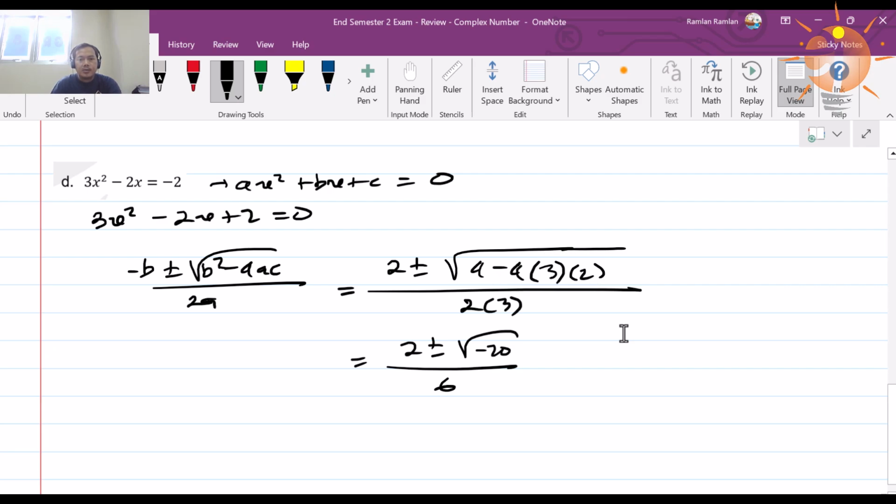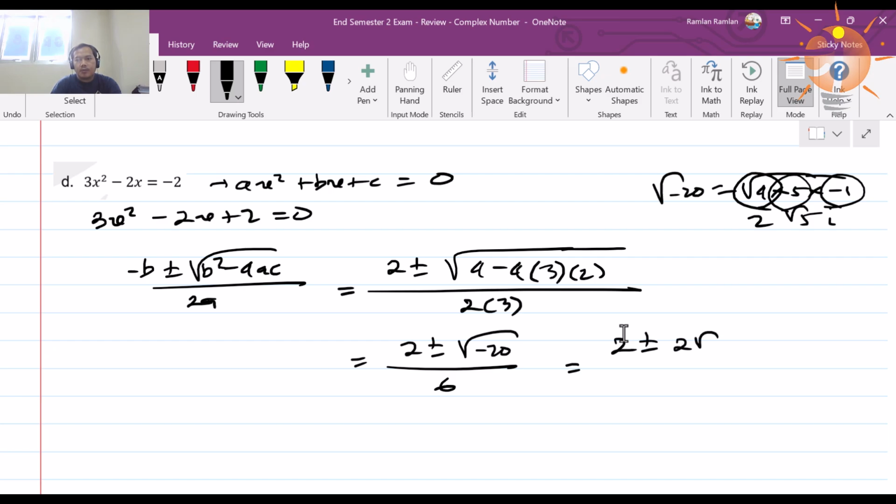Yeah. So again, you see that this is -20. The square root of -20 is equal to the square root of 4 times 5 times -1, right? So the 4 becomes 2, and this is just square root of 5, and this becomes i. So you can write it as 2 plus minus 2 square root of 5 i over 6. But you can see that every single term is divisible by 2.